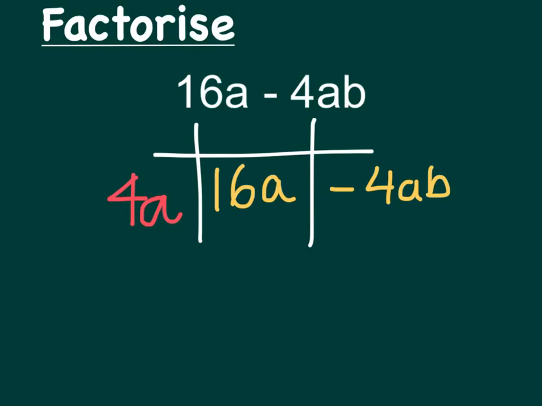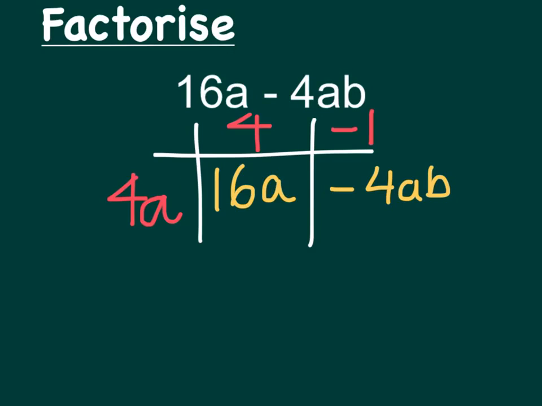Now all we've got to do is work out what goes over here and what goes over here. We've got 4a multiplied by something that gives us 16a. Well, 4a multiplied by 4 gives 16a. Now we've got 4a multiplied by something which gives us negative 4ab. If we do the numbers first, 4 multiplied by something gives us negative 4. Well, 4 multiplied by negative 1 is negative 4, so that works.